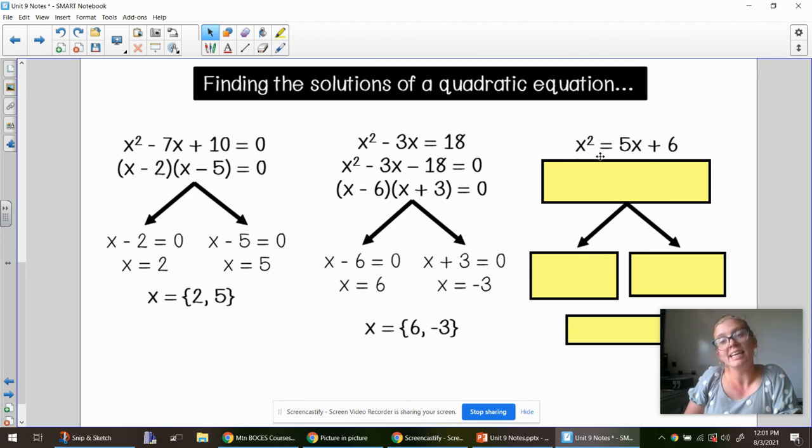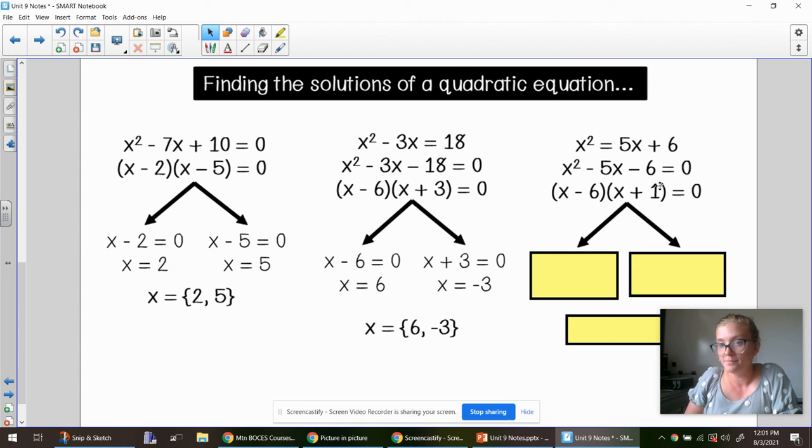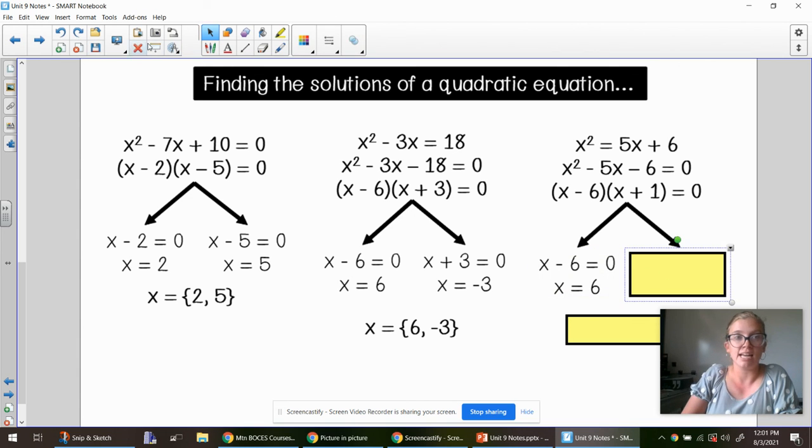Last but not least, here again I have another expression that does not equal 0, so I'm going to subtract 5x and 6 from both sides of my equal sign. The numbers that multiply to be negative 6 and add to be negative 5 are negative 6 and 1. I'll take each of those factors and set them equal to 0, and I end up with x equals 6 and x equals negative 1.